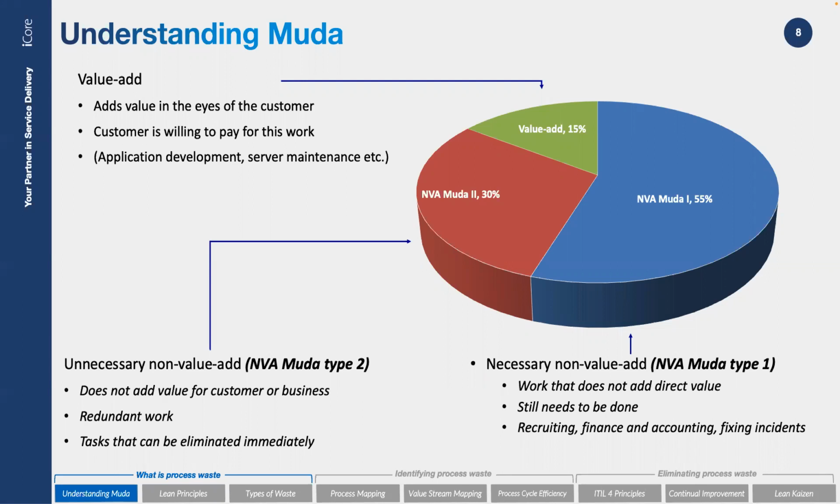So it's always good, when you're looking at tasks, to think, right, what type of activity are they? Are they value add? Are they necessary non-value add? Or are they unnecessary non-value add, Muda type 2? And if we can, we'll try to remove as much of the Muda type 2 in the first instance as possible.